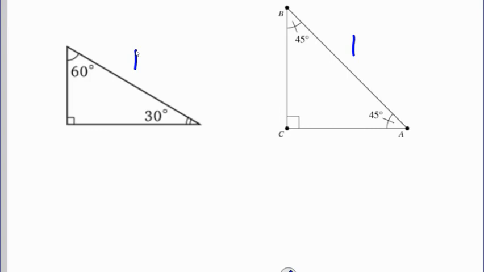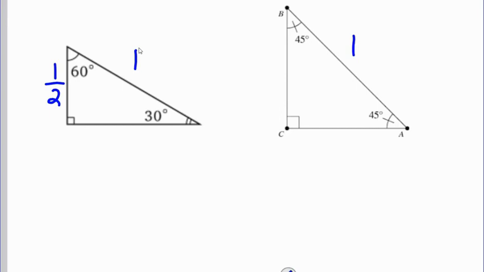So in the 30, 60, 90, the hypotenuse is the 2x side. The shorter leg is the x side. So if I wanted to figure out the shorter leg, I would have to take the hypotenuse and divide it by 2. So the shorter leg is 1/2.